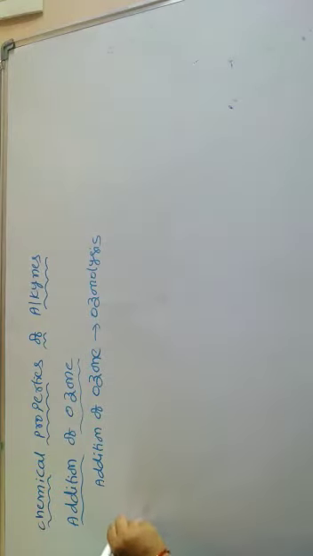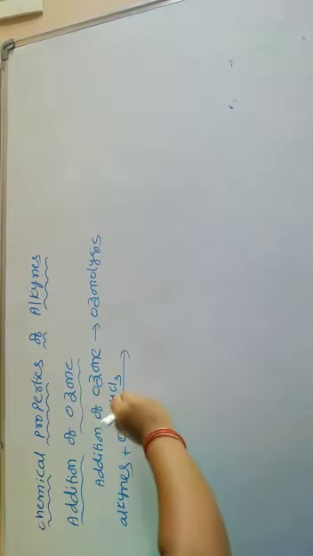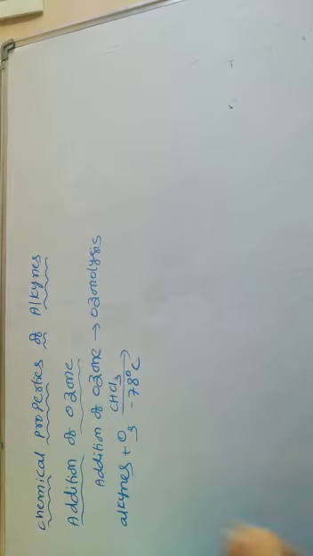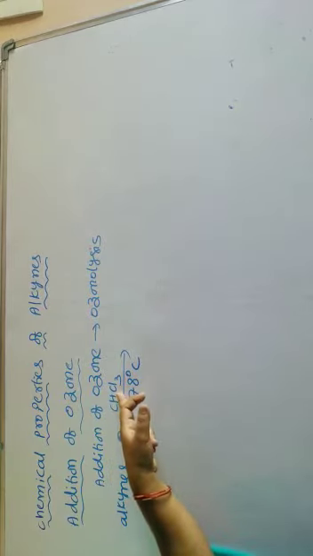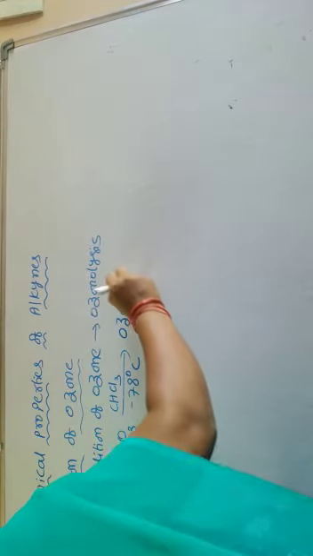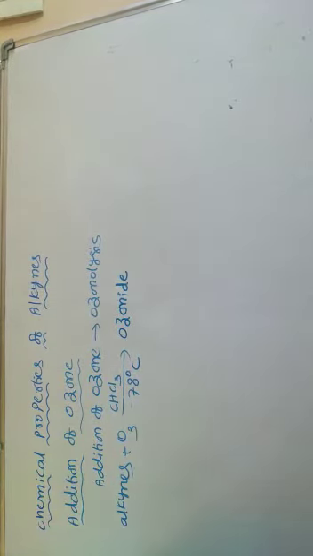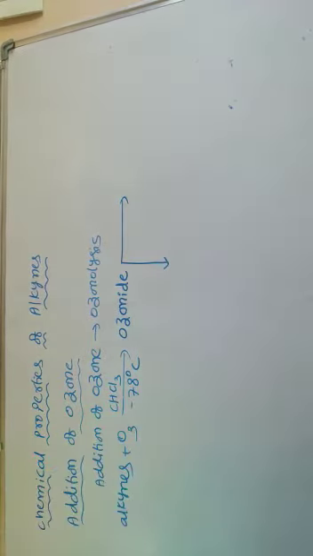So here alkynes combine with ozone in the presence of some inert solvents like CCl4 or CH2Cl2 or CHCl3 at around minus 78 degrees Celsius. Initially it forms the ozonoid. Again this ozonoid cleaves. There are two types of cleavages. One is reductive cleavage and the second one is oxidative cleavage.